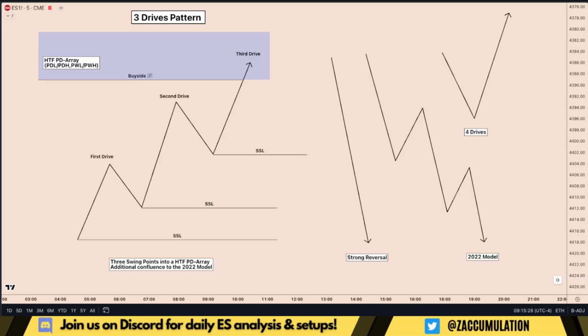It's very simple. It's exactly what we looked at previously, just flipped on its head. Instead of lower lows, we now start to form higher highs and higher lows into a higher time frame PD array. We want to see 3 swing points into that higher time frame PD array. And once we identify that, we could get a strong reversal, just a quick run on stops. We could get a potential 2022 model short where we break structure, we pull back into a fair value gap, optimum trade entry, whatever, and we continue lower to run out all the sell side of the free drives pattern.